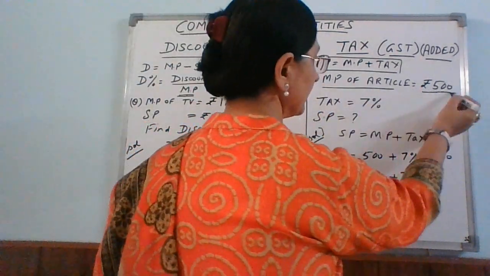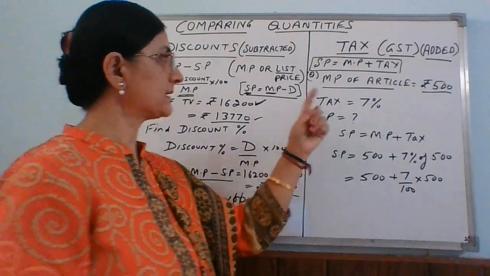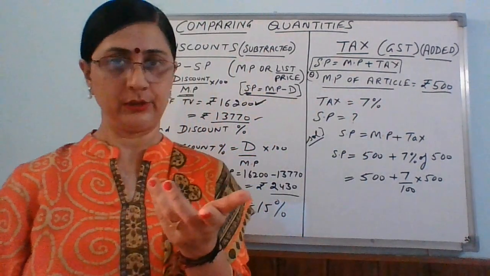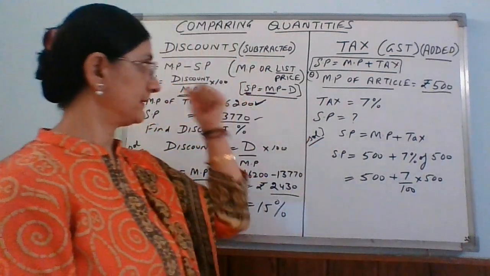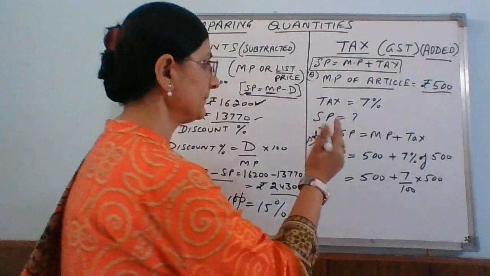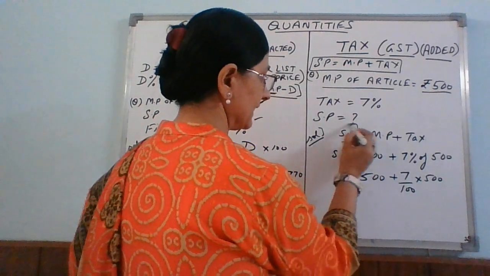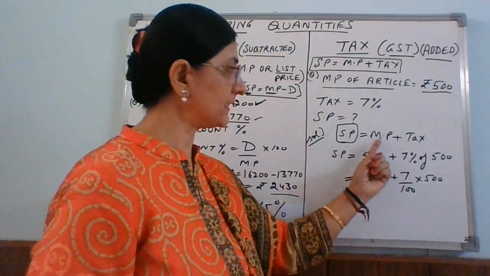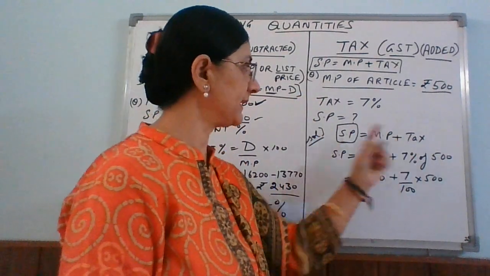The article was of rupees 500, right? So tax percent is given. So 7% of tax will be added to it because taxes are added and discounts are subtracted. So now here, SP is the amount which the customer pays. So उसमें क्या होगा, जो उसका वहाँ पे मार्क प्राइस होगा आर्टिकल का, उसमें टैक्स ऐड होगा.